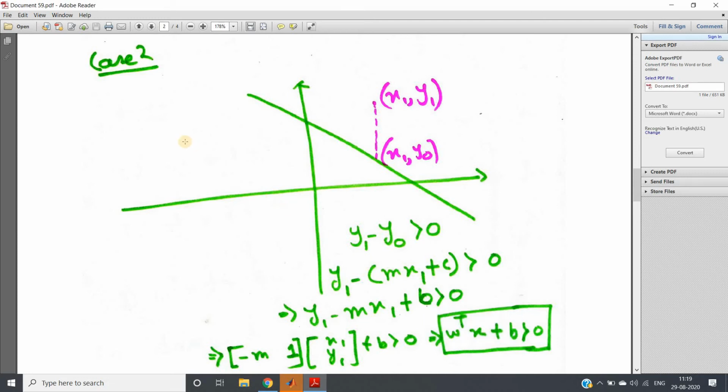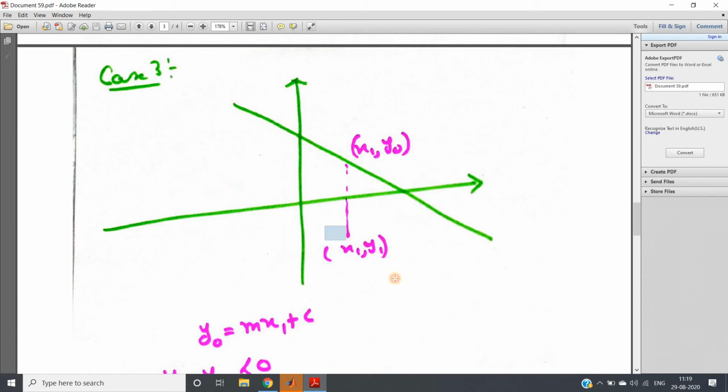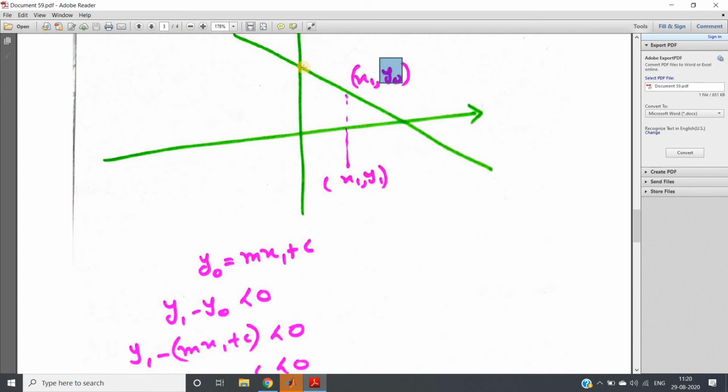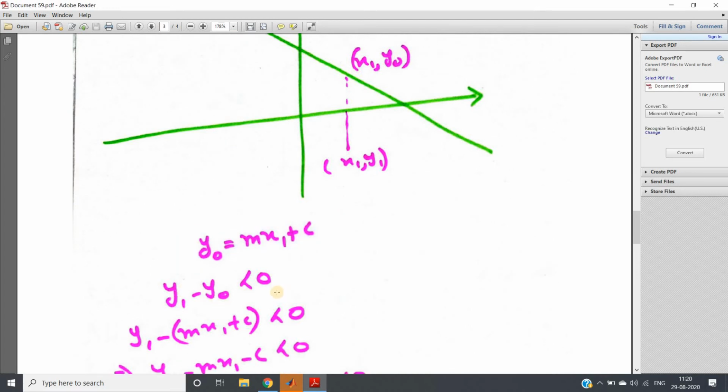Now the third case: consider any point which is placed below this line. Here we are considering the point x1, y1, any arbitrary point placed below this straight line. Again, if you take the projection on this line, the x value will be the same and the y value will change, so you get x1, y0. Here you can say that y1 minus y0 will be less than 0 for any point which is placed below this line. As x1, y0 is placed on this line, it will satisfy the equation, so y0 equals mx1 plus c, and it is also obvious that y1 minus y0 will be less than 0, as we are taking this point below the line.